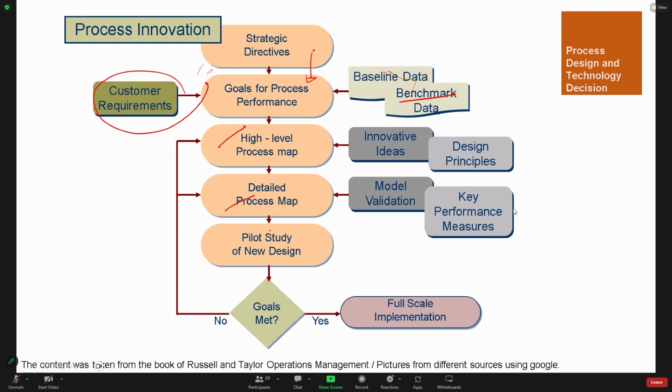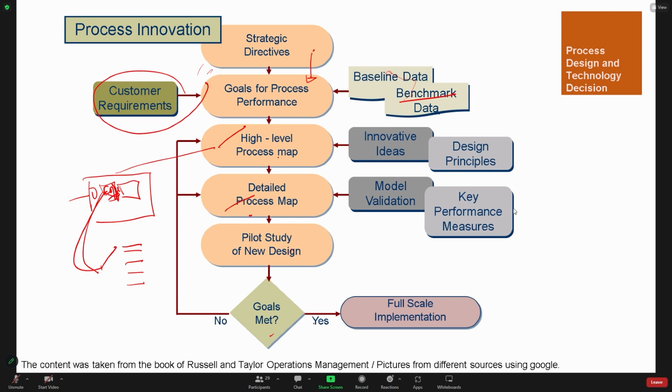Right? It's like this. In your process map, you have what we call the process. But there is also the process with detail. Right? This is the coffee. But in that coffee, preparation, there are steps. That is the detailed process map. And then you pilot study the design of your process. Were you able to meet the goal? If yes, you implement it.